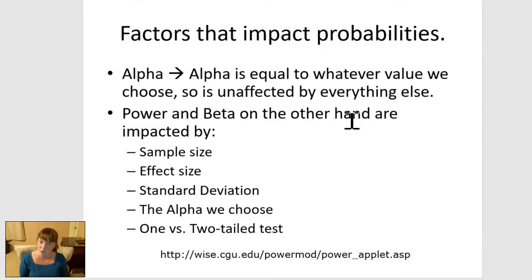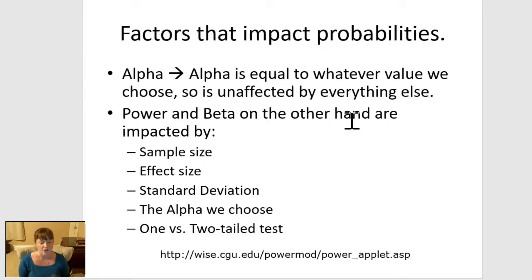Now, beta is the probability of making that type 2 error, so you want it to be small. Power is the probability of making that correct decision when you reject the null, right? And so you want this probability to be big. You want beta to be small, and you want power to be big, right? And so here are some things that can affect power and beta.